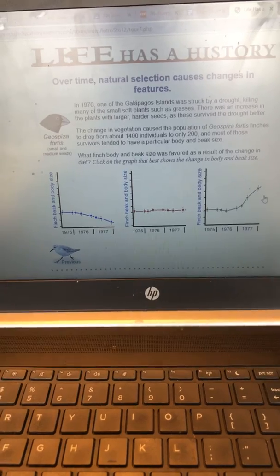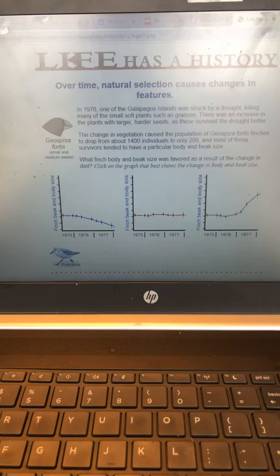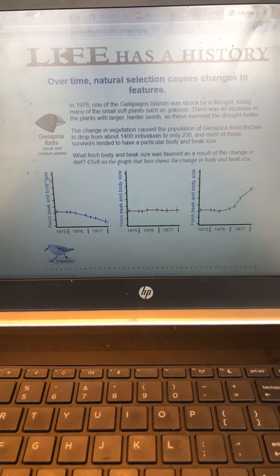What finch body and beak size was favored as a result of the change in the diet? So, finch beak and body size.